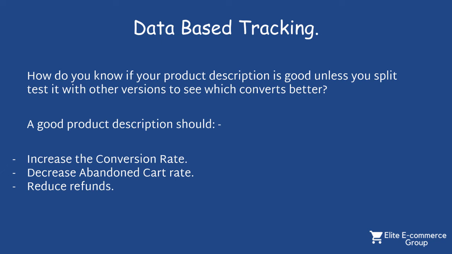Number one, increase the conversion rate. What copy is increasing the conversion rate? Number two, what is decreasing the abandoned cart rate? Abandoned cart is basically when someone adds something to their cart and then leaves without buying. And number three, reduce refunds. What product description reduces refunds? You've got to figure that out, and once you do, you start to understand which product descriptions you've got to use for future products.